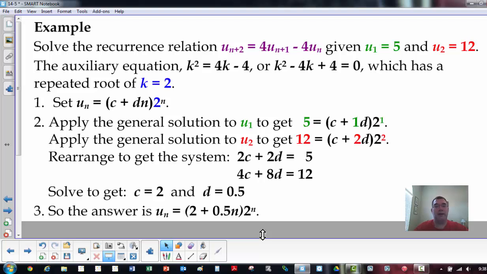And that's how you would do it if the auxiliary equation gave you repeated roots. That's the only time you would use this special way. As you can see, it's a lot quicker. But that's about it for this.